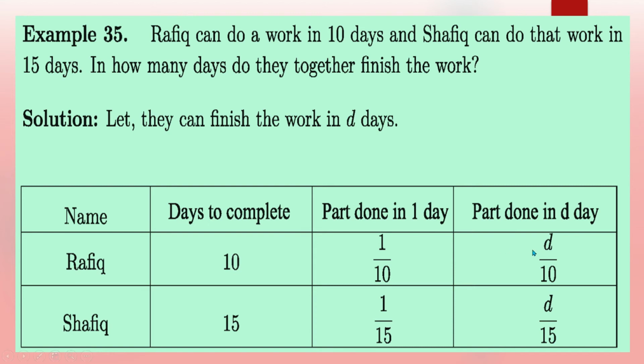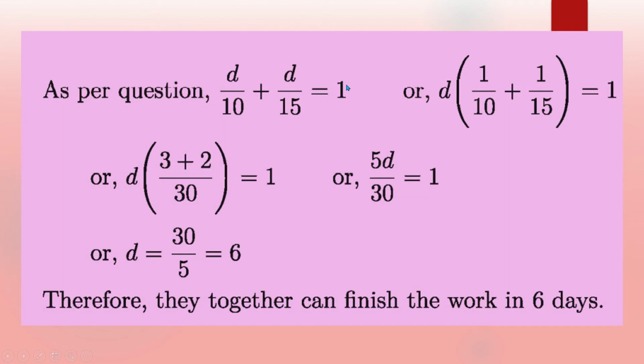Okay, so in D days they can do D by 10 plus D by 15 part of the work. So D by 10 plus D by 15 equals one work, that means the total work according to the question.